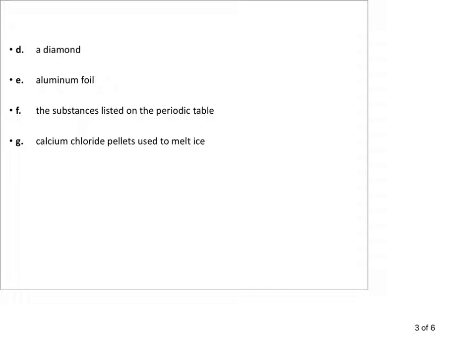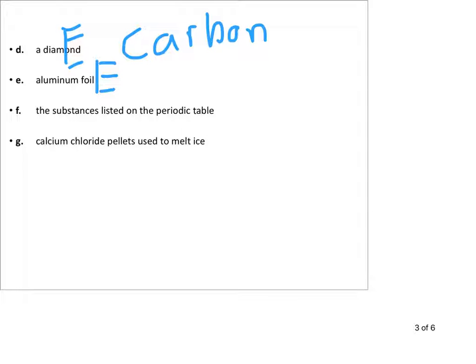Diamond is an element. It doesn't say diamond on the periodic table, but it's made up of carbon. Aluminum foil, element. Substance listed in the periodic table, all elements. And calcium chloride, a compound.